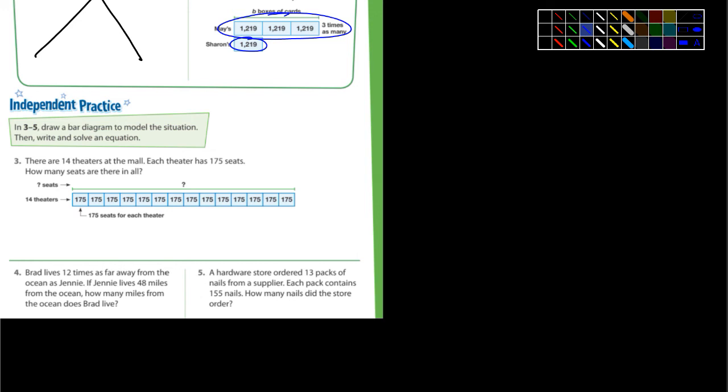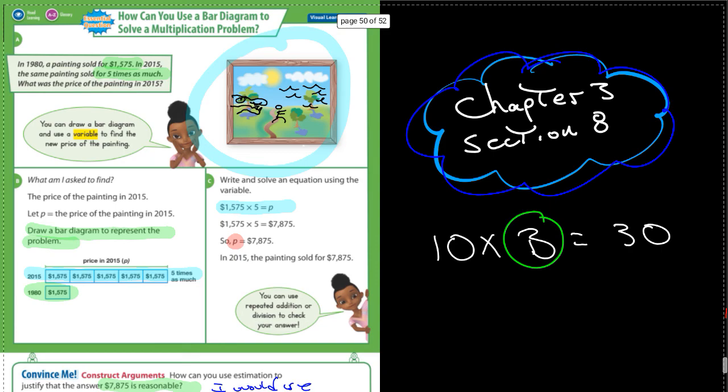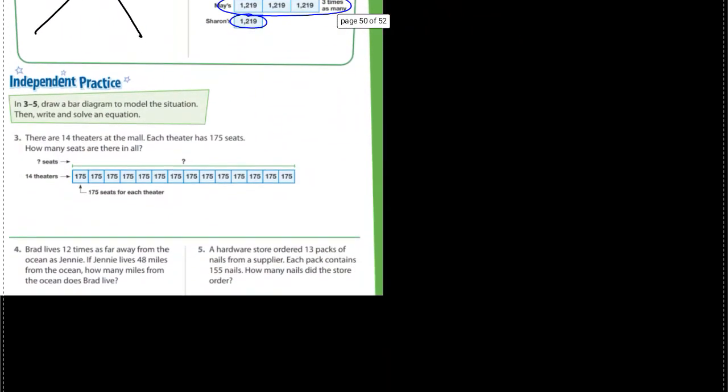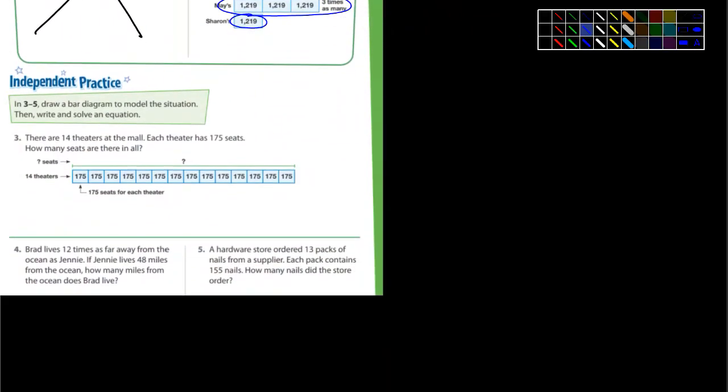So it's going to be 14 times 175. I'll let you guys do that. And then number 4, Brad lives 12 times as far away from the ocean as Jenny, I think it is. If Jenny lives 48 miles from the ocean, how many miles from the ocean does Brad live?